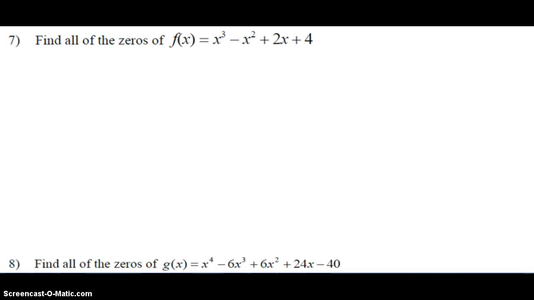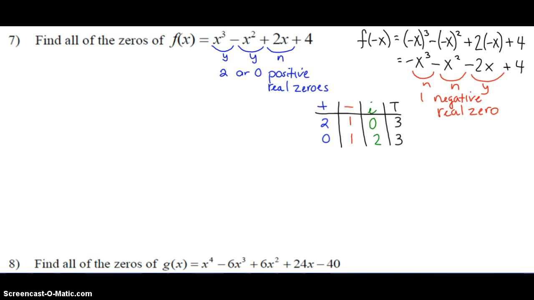What I want you to do right now is turn off the video and find the number of positive real zeros and negative real zeros, and then turn it back on, and we'll move on to the next step for this question. So we've determined by checking Descartes' Rule of Signs, looking for sign changes, that we're either going to have 2 or 0 positive real zeros and 1 negative real zero, with the potential of either 0 or 2 imaginary zeros.